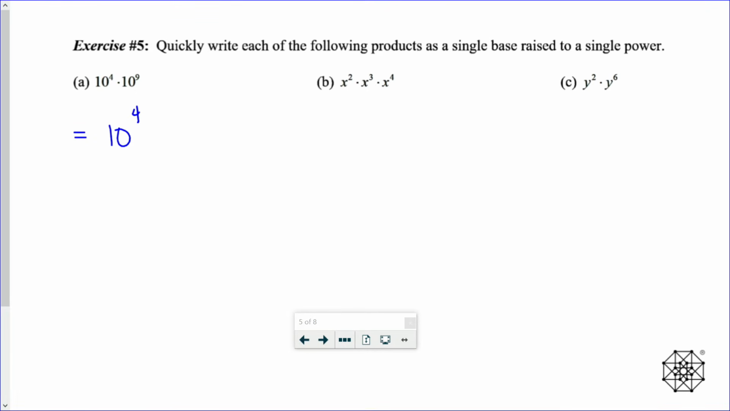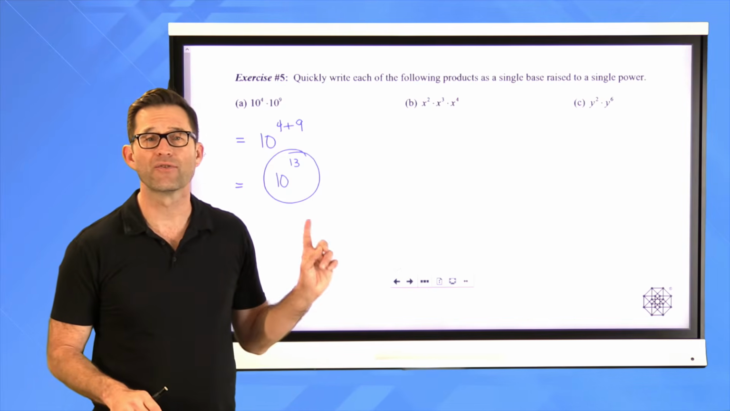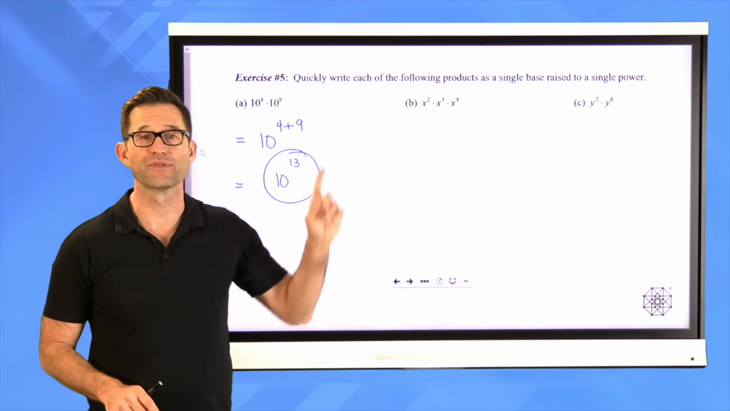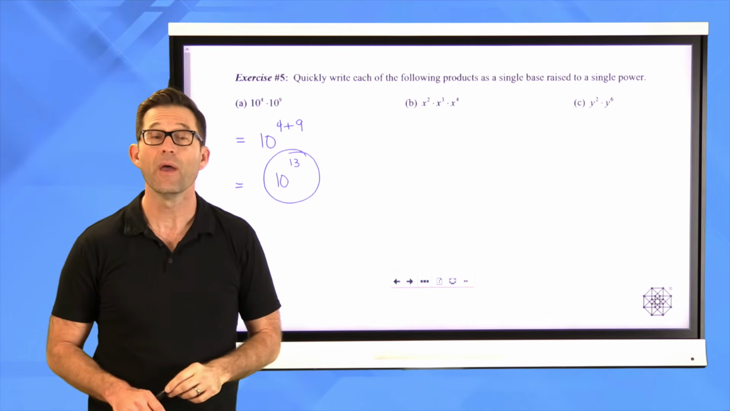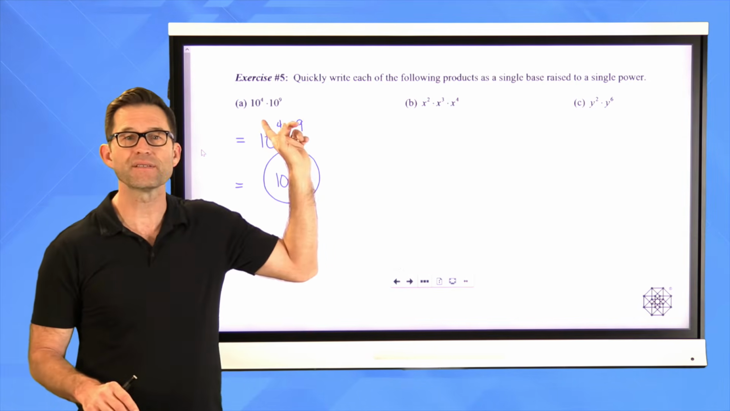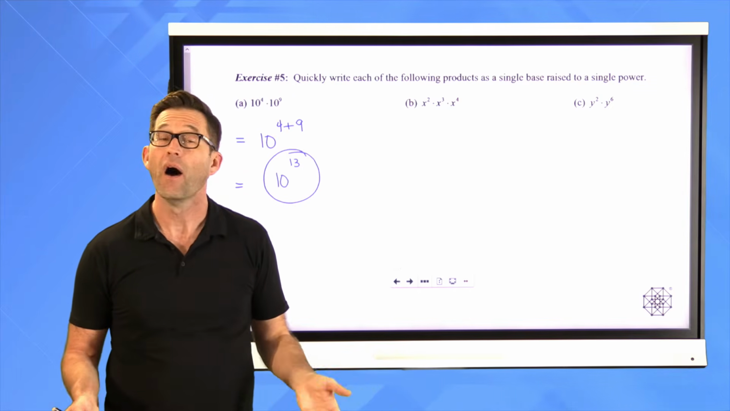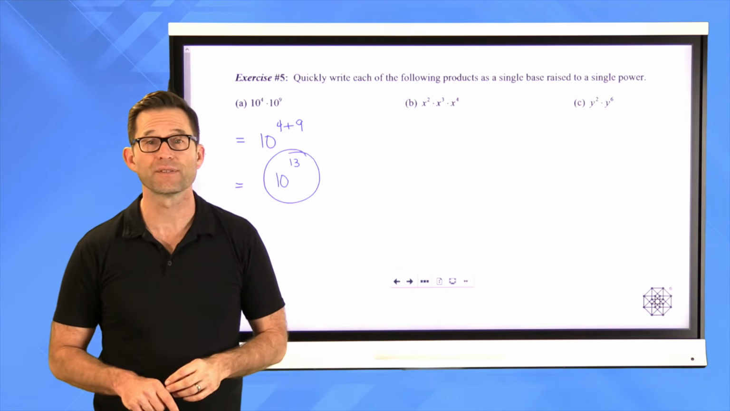Our exponent property tells me that should just be 10 to the 4 plus 9, which is just 10 to the 13th. There's not absolutely anything critical in terms of writing this intermediate step. If you know the property, you could certainly go right from 10 to the 4th times 10 to the 9th down to 10 to the 13th. But please note, the base stays the same. It's not like I multiply the two 10s together and get 100 to the 13th. I just get 10 multiplied by itself 13 times.